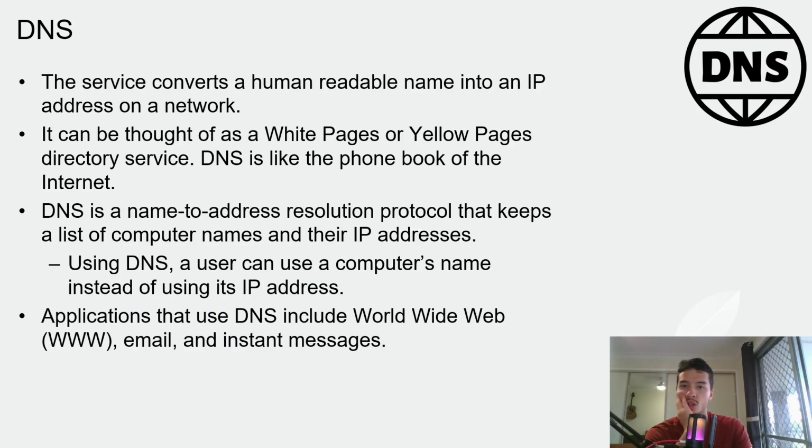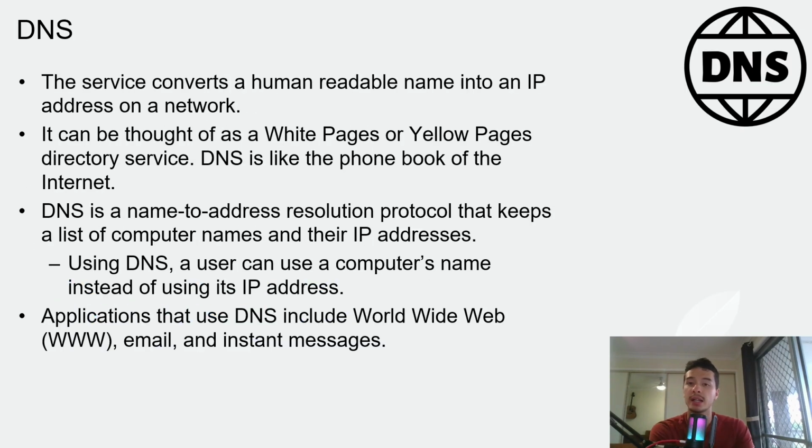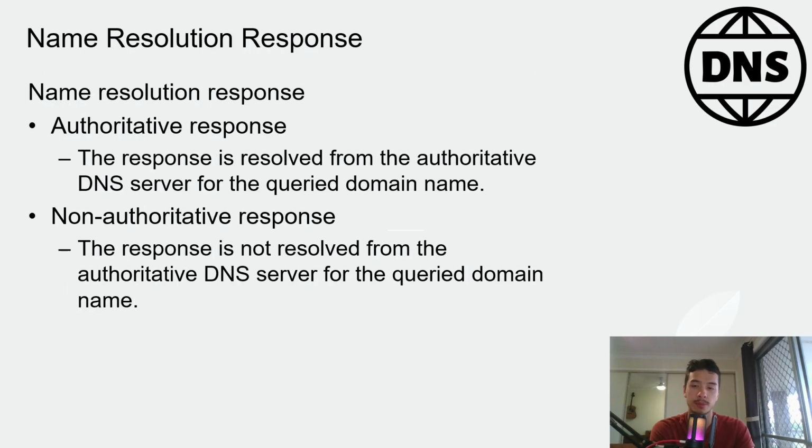So DNS converts human-readable names into IP addresses on a network. It can be thought of as a white pages or yellow pages directory service. It's a protocol that operates in the network application layer. DNS is like a phone book for the internet. DNS is a name to address resolution protocol that keeps a list of computer names and their IP addresses. Using DNS, a user can use the computer's name instead of using its IP address. Applications that use DNS include the World Wide Web, email, and instant messages.